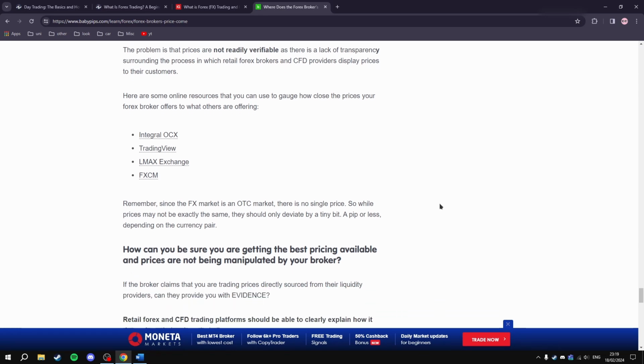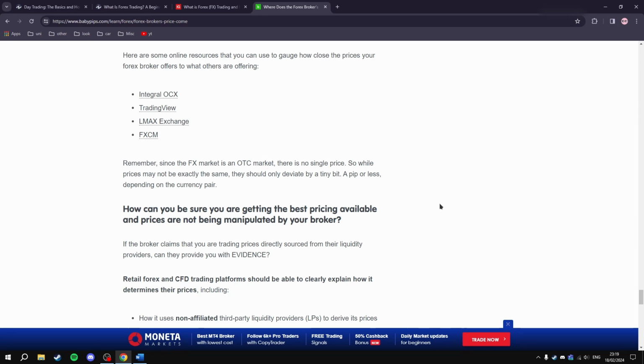The problem is that prices are not readily verifiable, as there is a lack of transparency surrounding the price process in which retail Forex brokers and CFD providers display prices to their customers. Here are some online resources that you can use to gauge how close the prices your Forex broker offers are to what others are offering.